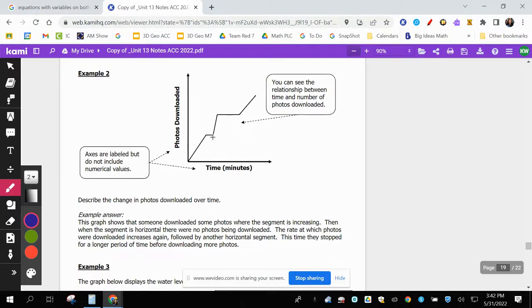The graph shows that someone downloaded some photos where the segment is increasing. So downloading photos while it's increasing. Then when the segment is horizontal, there were no photos being downloaded. The rate at which photos were downloaded increases again. Ooh, a lot of quick downloads of photos right here, followed by another horizontal segment where there's no photos being downloaded. This time they stop for a longer period of time before downloading more pictures.